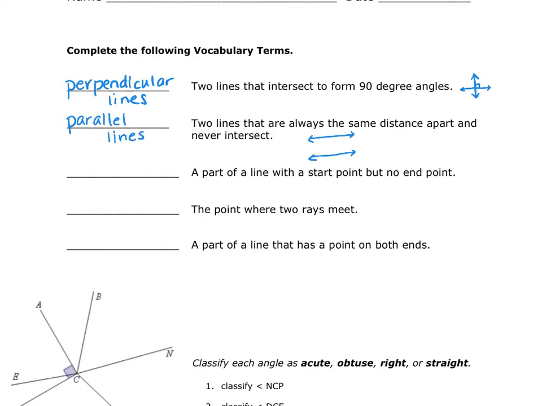A part of a line with a start point, so I have a starting point, but no end point. So that means it goes on and on and on. So that is called a ray.